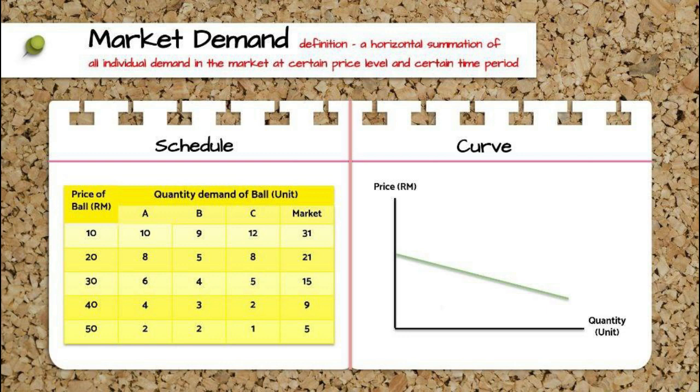For market demand, the schedule shows the horizontal summation of all the individual demand in the market at a certain price level and a certain time period. The curve for market demand is flatter and wider than individual demand.